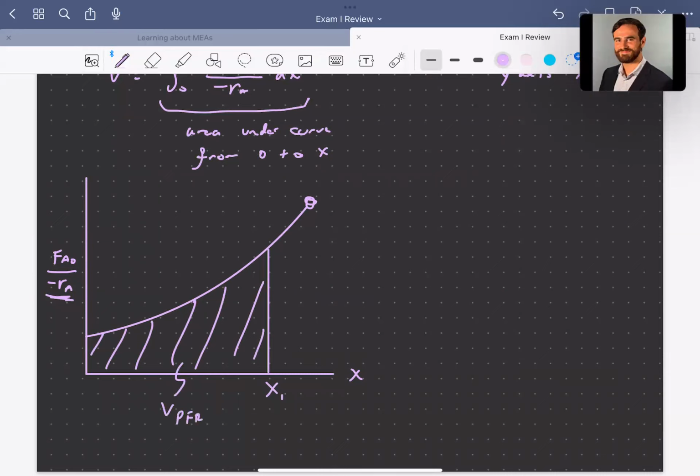plug flow reactor. And the area of this entire rectangle would be the volume needed for a CSTR. So you can see here that the volume is significantly larger for a CSTR than for the PFR. And this is generally true if we have a positive slope.